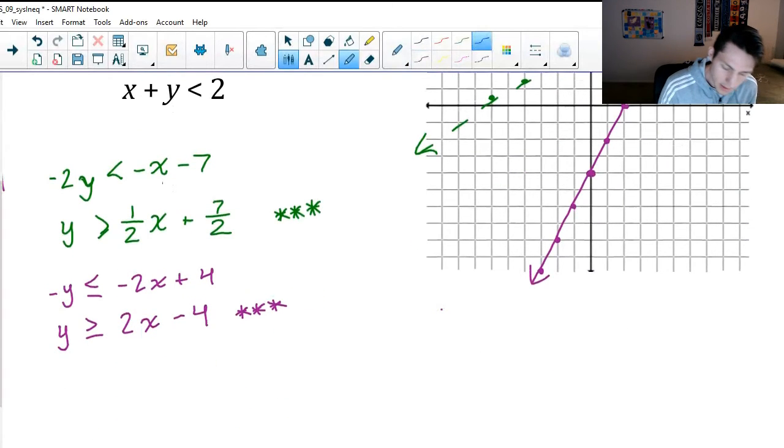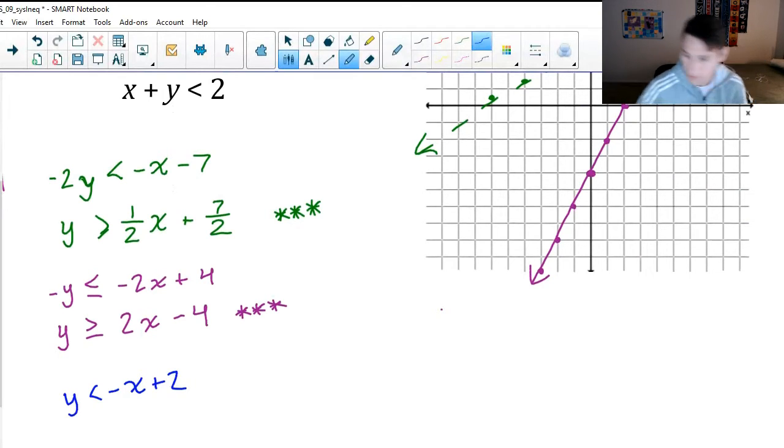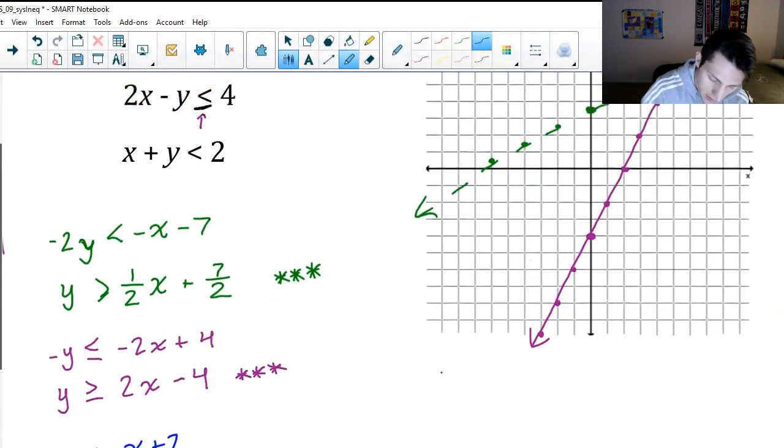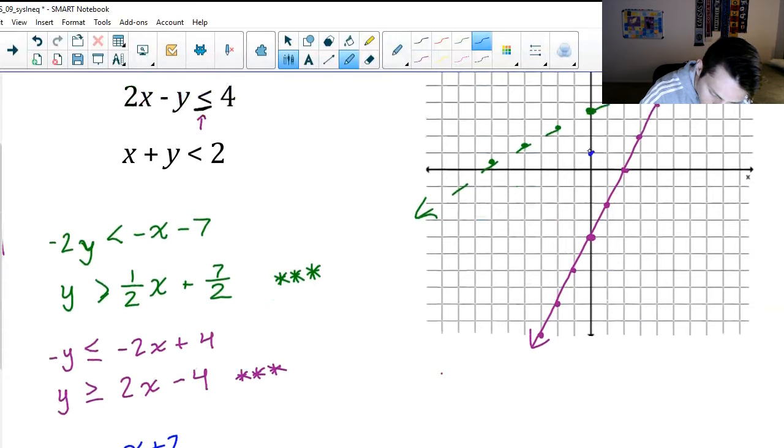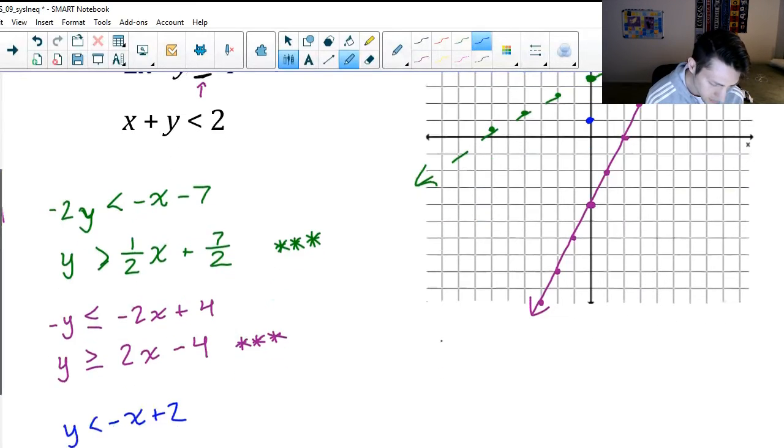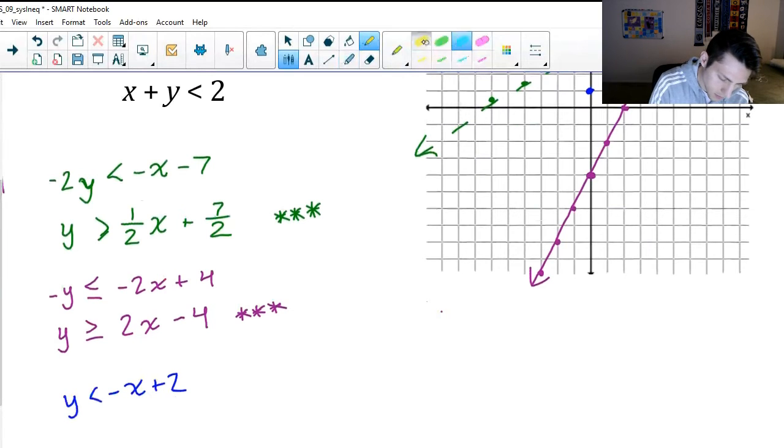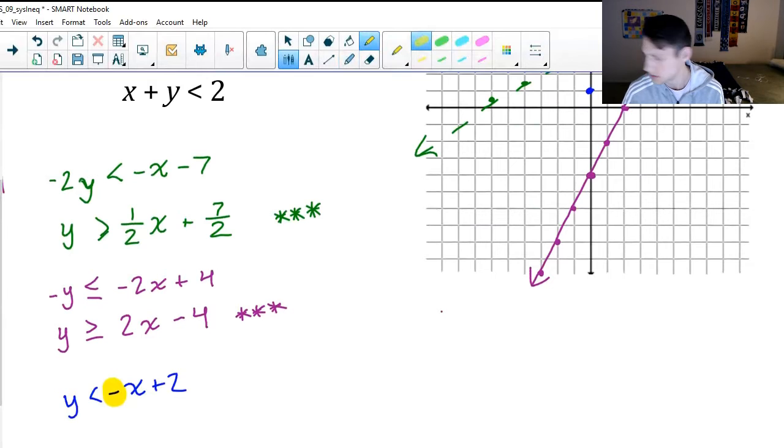All right, and then lastly, x plus y less than 2. Subtract x from both sides. I don't need to divide anything. I can just go straight to graphing. So y-intercept is positive 2. And the slope is just negative 1.